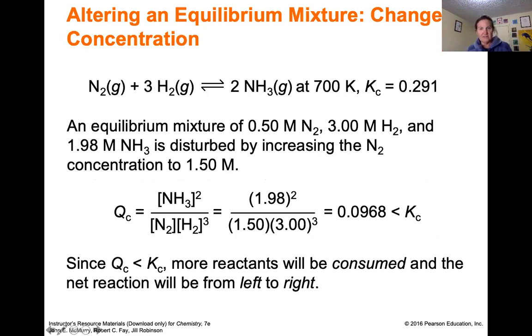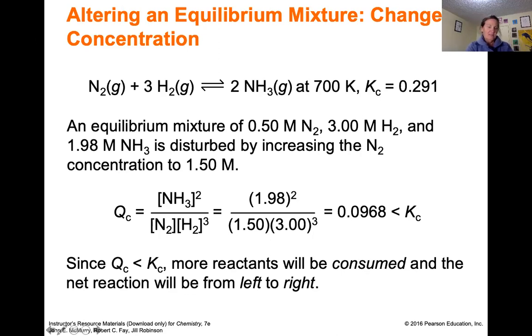So this is just a problem that will work through that idea. An equilibrium mixture contains 0.5 molar nitrogen, 3 molar hydrogen, and 1.98 molar NH3. It's disturbed by increasing N2 to 1.5. So our K is 0.291. If we increase the concentration of the nitrogen, it's going to go into the denominator, and the denominator is bigger, therefore Q now is smaller than Kc.